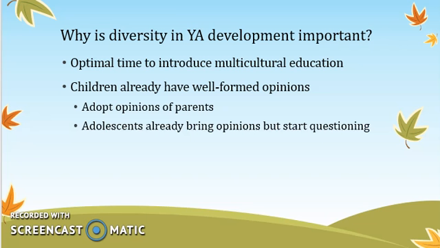In addition, talking about diversity with young adolescents is also important because by the time students reach the middle school age, they usually already have well-formed opinions about diversity. But these opinions usually come from their parents or other important figures in their life. However, middle school students can also begin to question these opinions that they've had since they were a child. And so it's a time where they can start adopting or creating some of their own opinions.